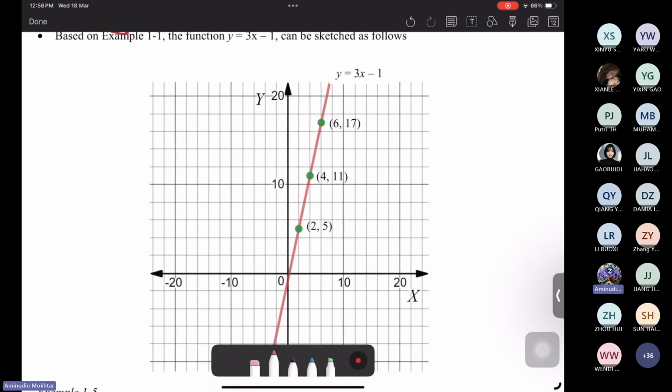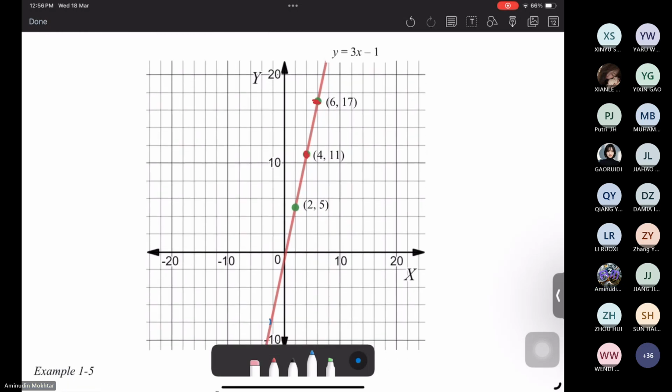For example, let's say I have again these 2 points. Then I take a ruler and draw this line. We have this one. This line belongs to y equals 3x minus 1.